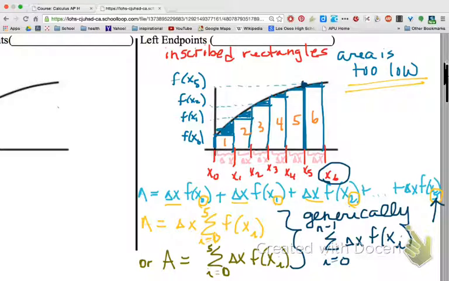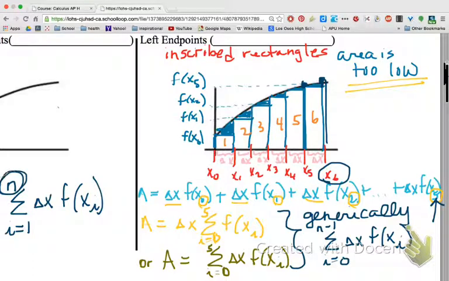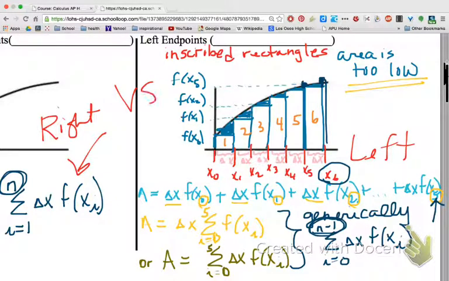Versus over here, if I did it generically, I would have been going from i equals 1 to n, because I did go all the way to here because I was using the right endpoint. So this would have been, I would have gone all the way to n as opposed to n minus 1. So those left endpoints, I started at 0 and went to n minus 1, versus the right endpoints, I started at 1 and went all the way to n. So that's the difference in the two rectangles. And keep in mind, one of them overestimated and the other one underestimated.